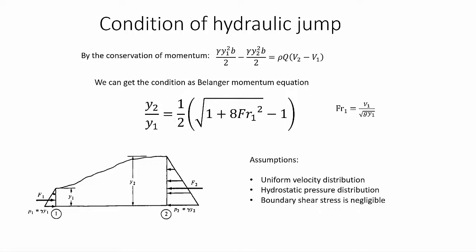However, this equation has several assumptions. First, the velocity is uniformly distributed over the cross-section. Second, the pressure condition is hydrostatic. Third, the boundary shear is ignored. These assumptions are not realistic in the experiment, so the predicted y2 may be different from the real measurement.